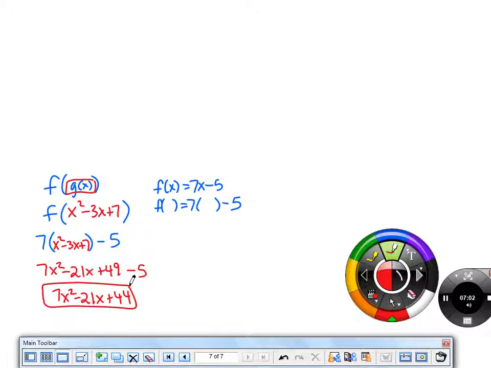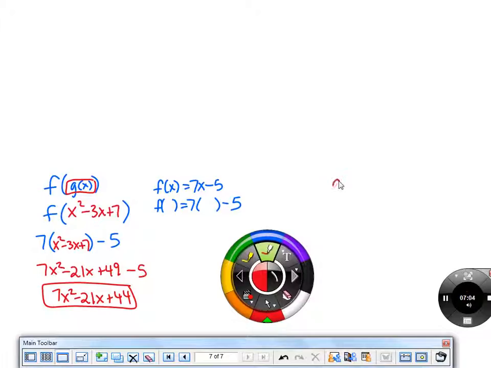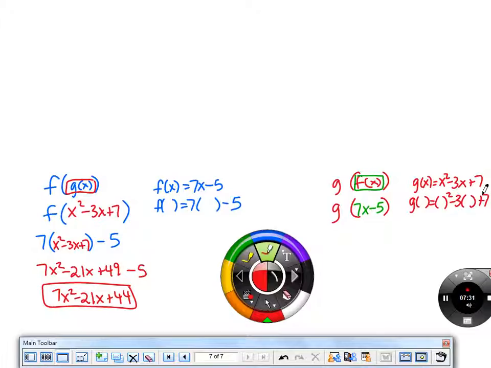And then to do g of f of x, so remember, our goal is to first figure out what f of x is. It's defined in this problem as 7x minus 5, and then to find g of that. Okay, so note to self again. g of x is equal to x squared minus 3x plus 7, which means g of anything is equal to that thing squared minus 3 times that thing plus 7.